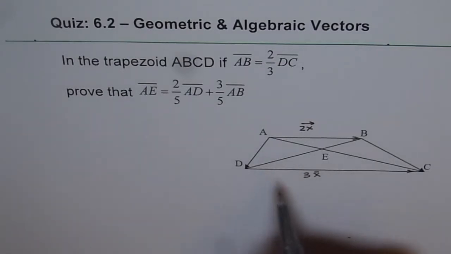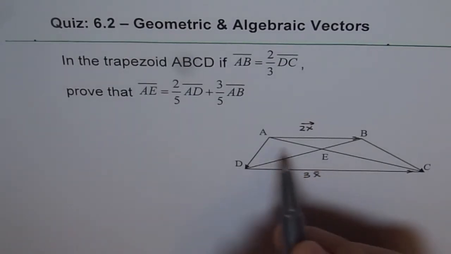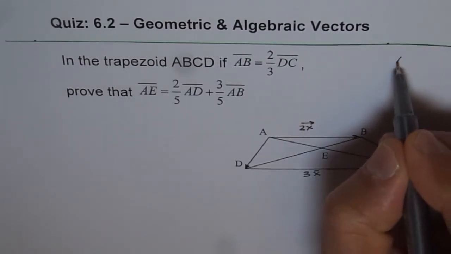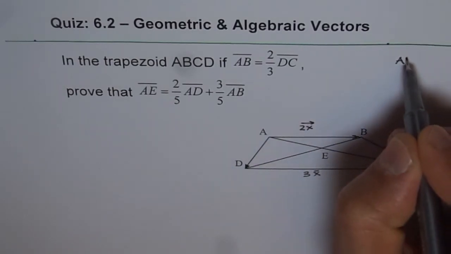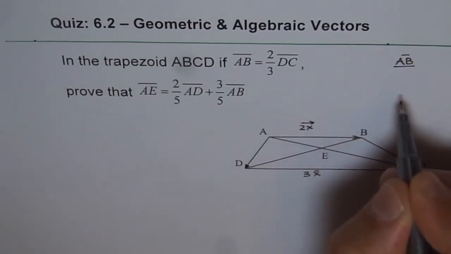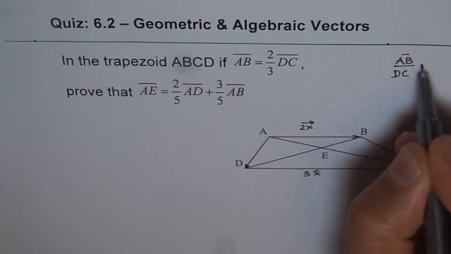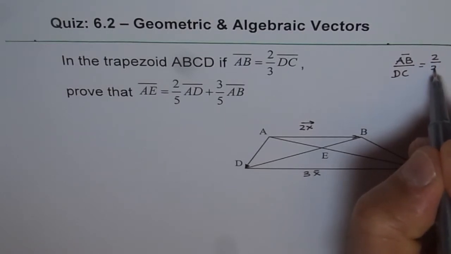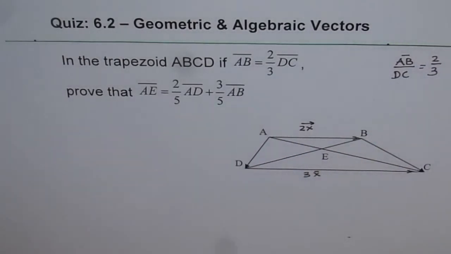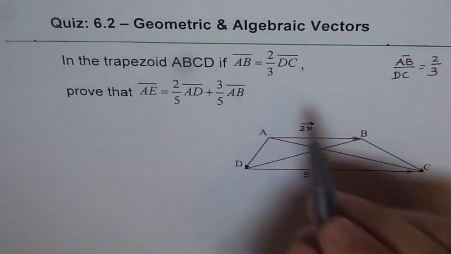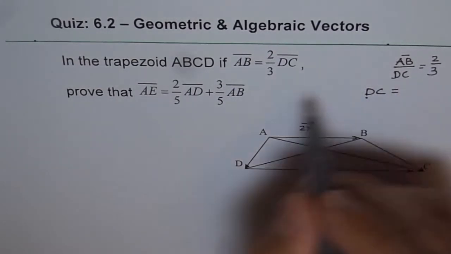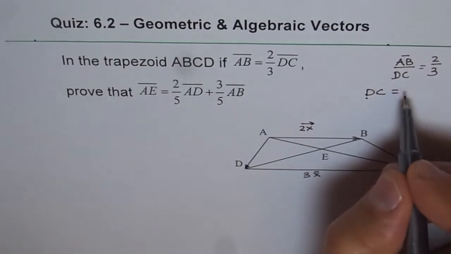So if you see it like this, then you will see AB, let me write here. So we have AB over DC is equals to 2x over 3x, right? That is 2/3, right? Does it make sense? So it is AB over DC is 2/3, correct? You can also write what is DC equals to. We can write DC is equals to, from here, 3/2 AB.